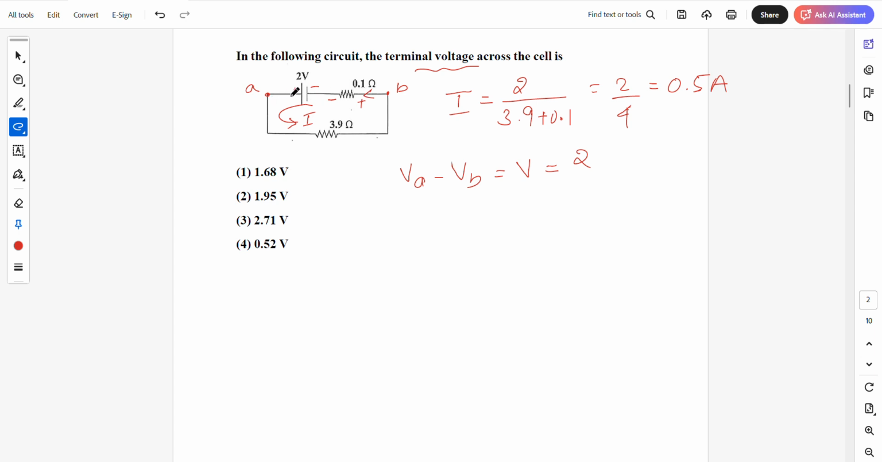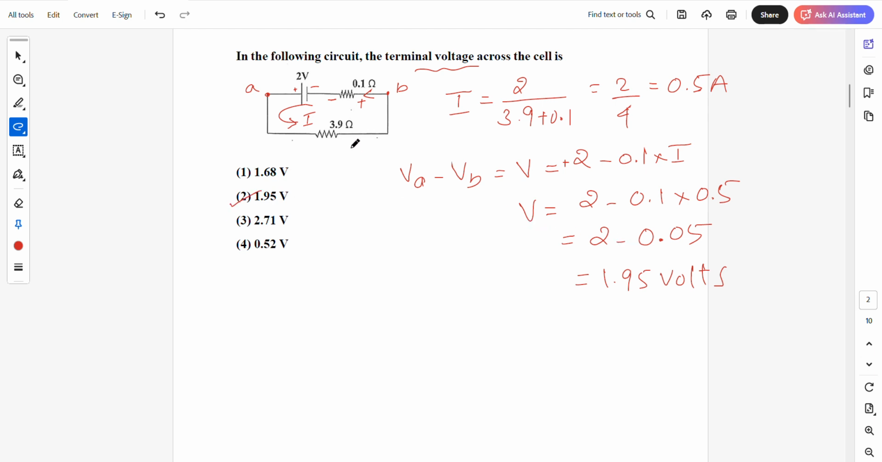If I move from A to B, what am I getting? Plus 2, right? That I have written here, plus 2. And if I move further, minus of 0.1 into I. That is V, the terminal potential difference, is equal to 2 minus 0.1 into 0.5. That is nothing but 2 minus 0.05. That is equal to 1.95 volts is the right answer.